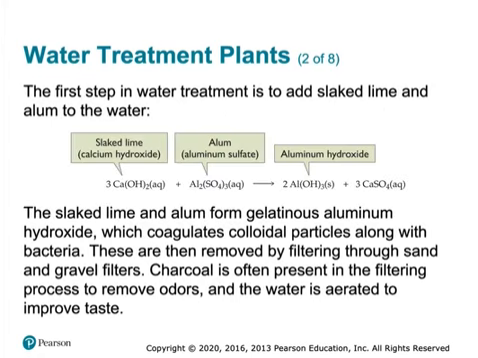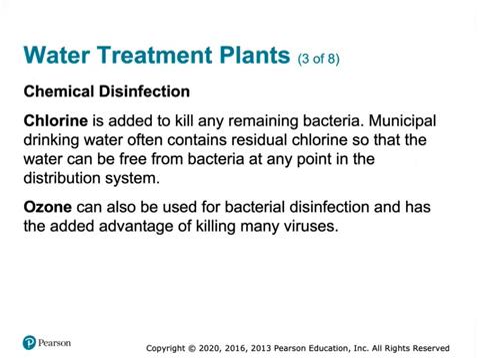So how do you do this? Well, the first thing we do is add lime and alum to it, and this forms what's called a floc, and that means that stuff floats on the surface. So it coagulates and forms a floc. A precipitate goes to the bottom, a floc goes to the top, and then we gather the stuff off the top.